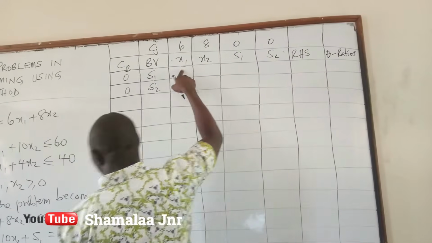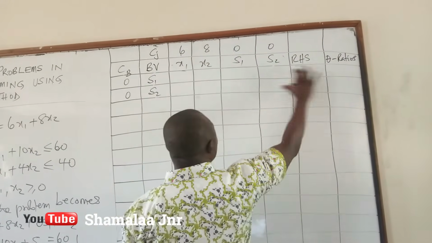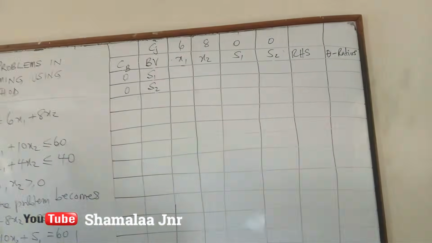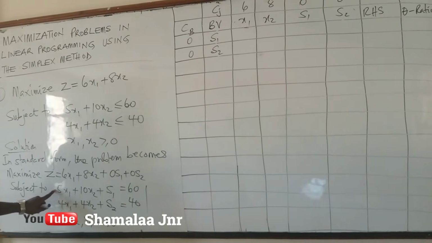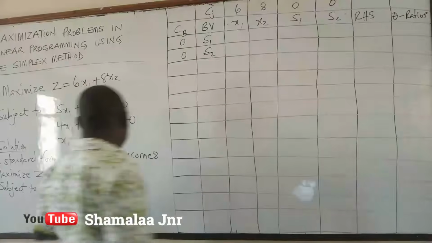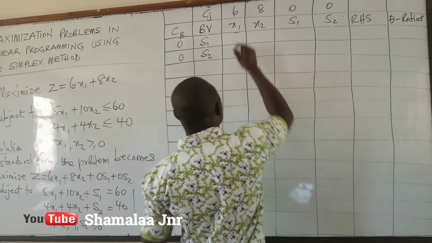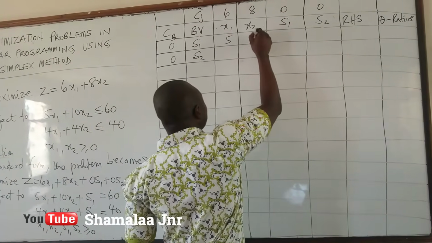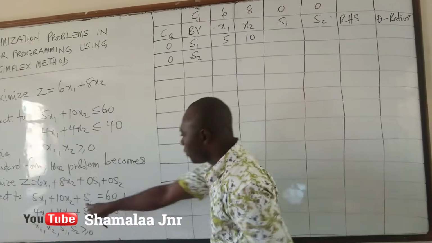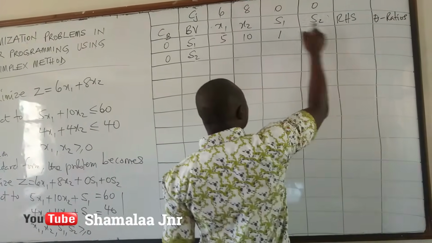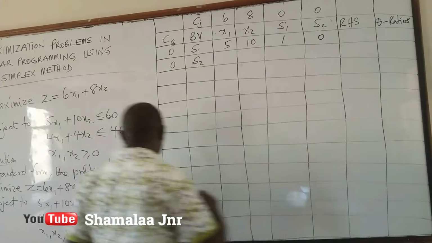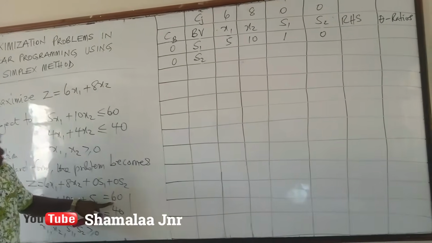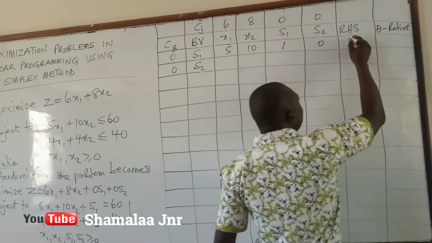These two rows will be filled using the coefficients corresponding to the constraints. So the first constraint, the coefficient of x1 is 5, and then x2 is 10, in that order. So this one is 5, this is 10. The coefficient of s1 in the first constraint is 1. You don't have s2 in the first constraint, so the coefficient will be 0. And the right hand side value is 60, or what we sometimes call the solution is 60.